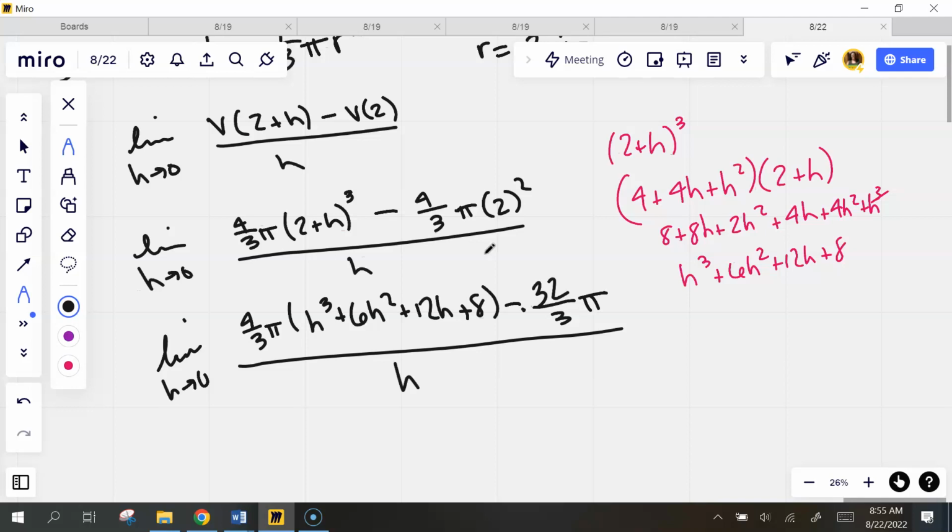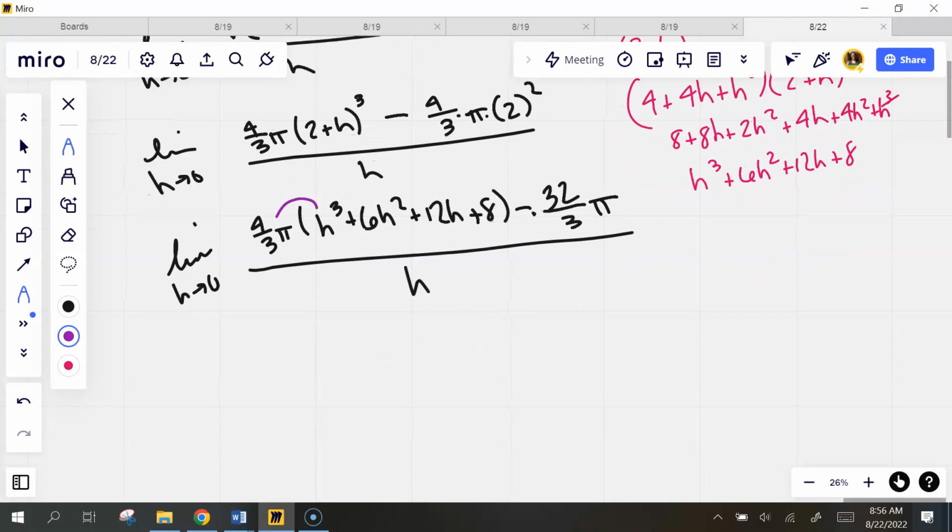Say that again. No, because these are all multiplying and they're not adding or subtracting. So the one negative in front is sufficient. Okay.